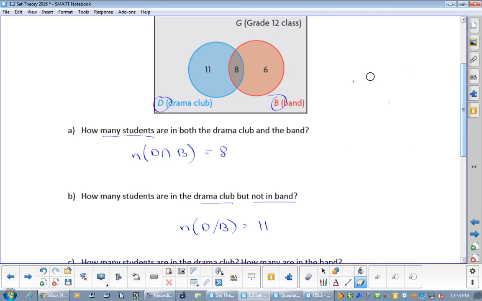So it's 11 plus 8 plus 6. Don't go 19 plus 14. Even though, yes, 19 people are in drama and 14 are in band. That's true. But that doesn't mean 33. Okay?